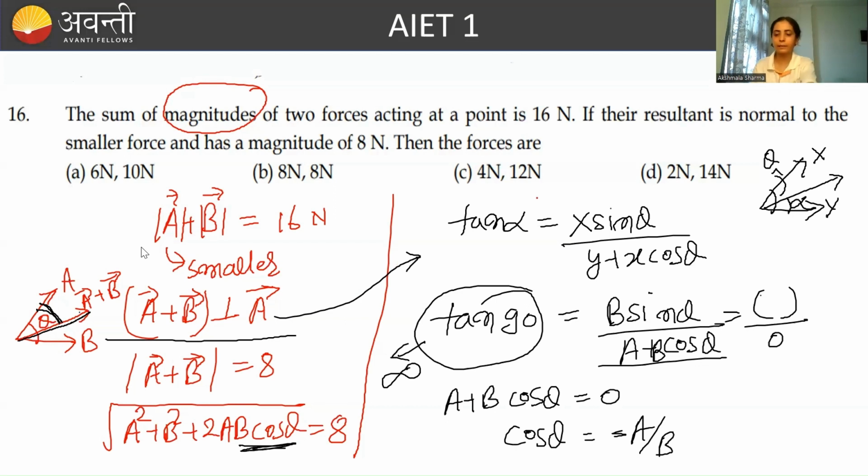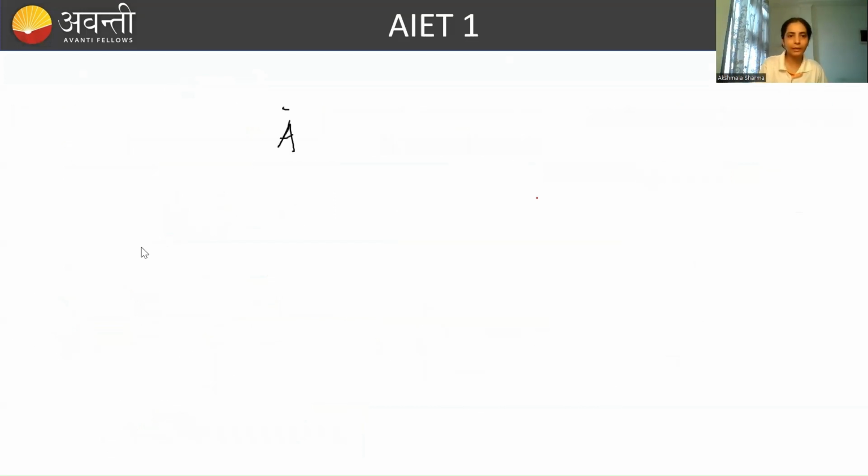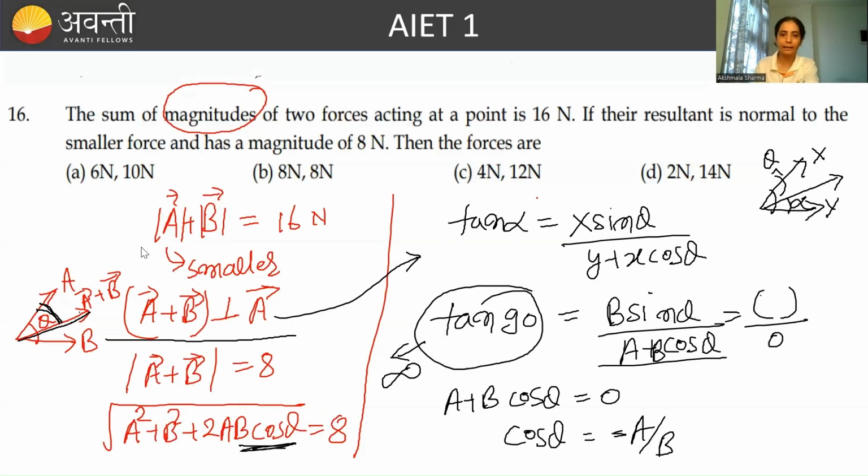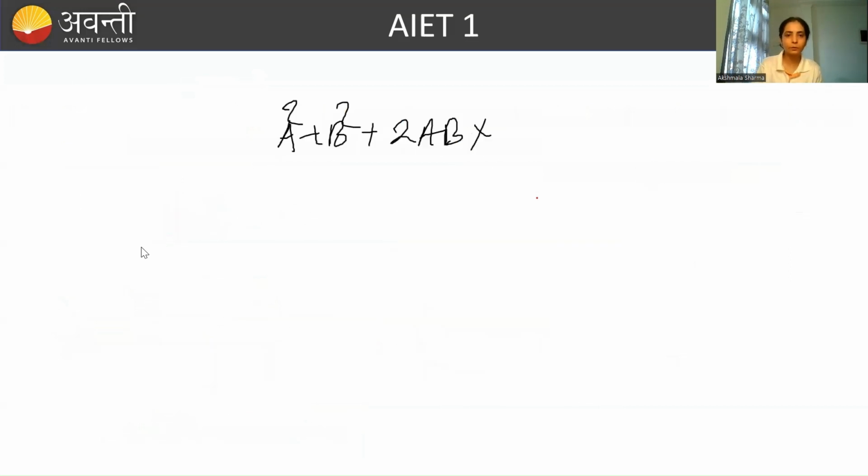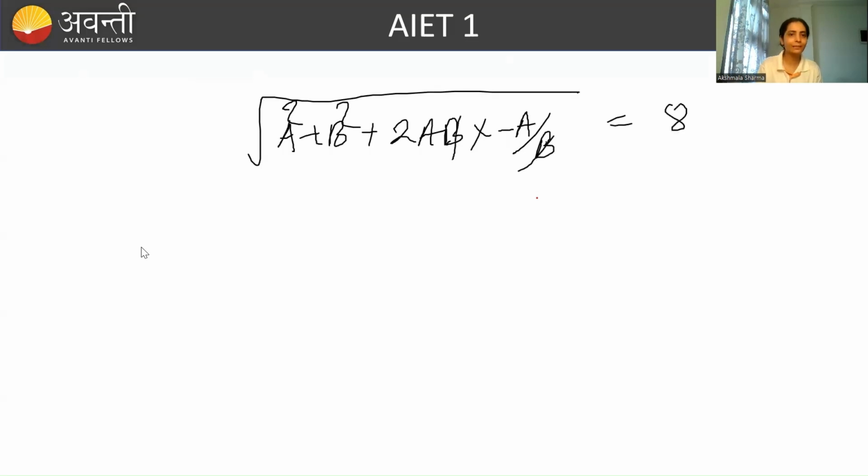So let's do that now. What was the value? A square plus B square plus 2AB cos theta. What is the value of cos theta that we got? Minus A by B. So here you write minus A by B, root over this was equal to 8. So B got cancelled, minus 2A square. So it will become how much? B square minus A square. Okay? This is equal to 64. I am squaring on both sides.